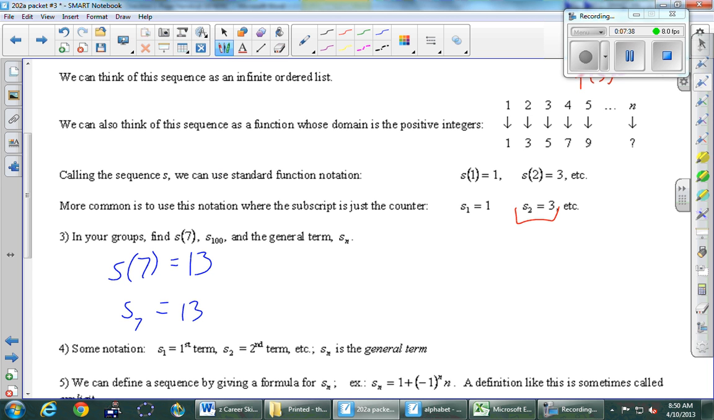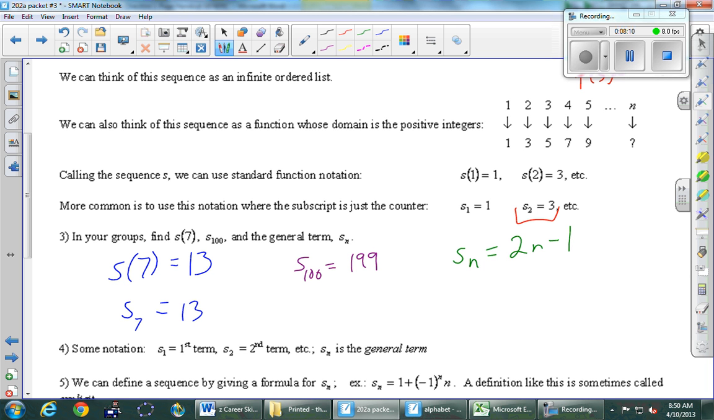Okay, S sub 100 says find the 100th term in this list. What is the 100th term in this list? One vote for 199, agree, disagree? Good, okay. And so then what do we do in math is we try to generalize, and now we're going to talk about the nth term, a generic term in this sequence that we're calling S. Anybody come up with the formula here? 2n minus 1 says Dave, yes?